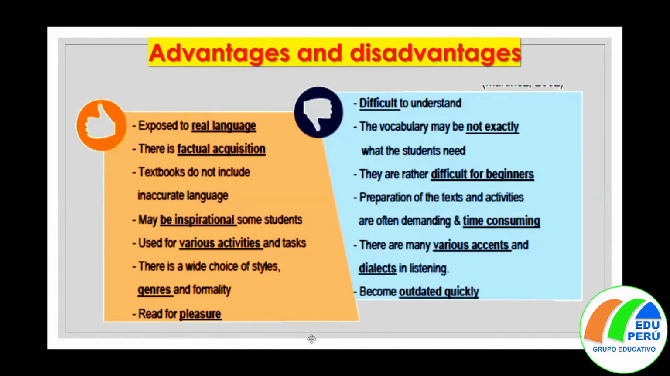Acquisition is something natural, unconscious. Learning is something conscious, analytical. So this is the difference between acquisition and learning. That's why here it says there is factual acquisition. So acquisition happens when they listen to real language.